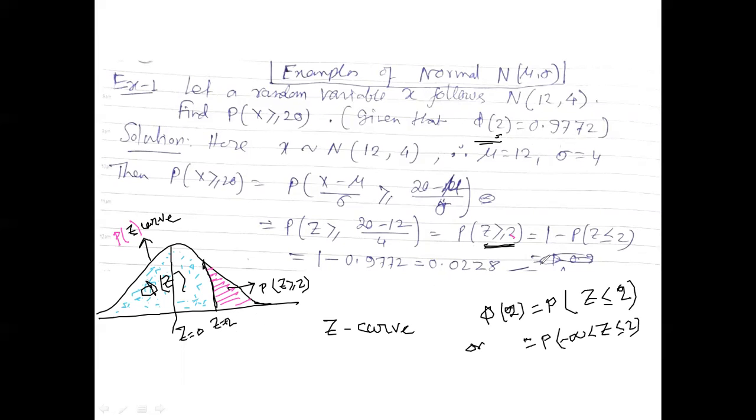Again, we must know the total probability. Total probability means the area under this curve, and that is equal to 1.